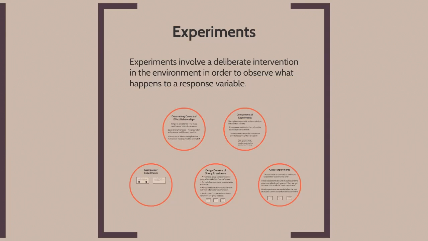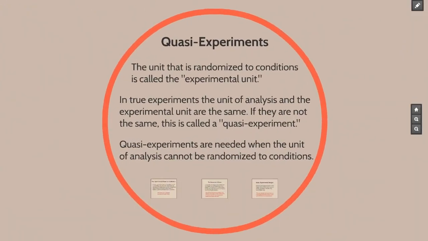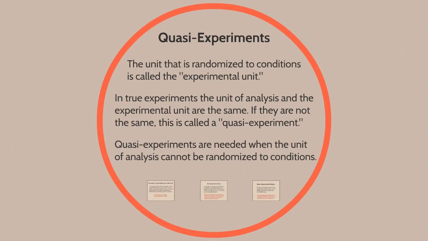Experiments involve a deliberate intervention in the environment in order to observe what happens to a response variable. We do this so we can ascertain if there is a cause and effect relationship between the explanatory variable and the response variable. And the best way is to conduct a strong experiment. But sometimes this is not always possible. That's why we're going to spend a few minutes talking about quasi experiments.